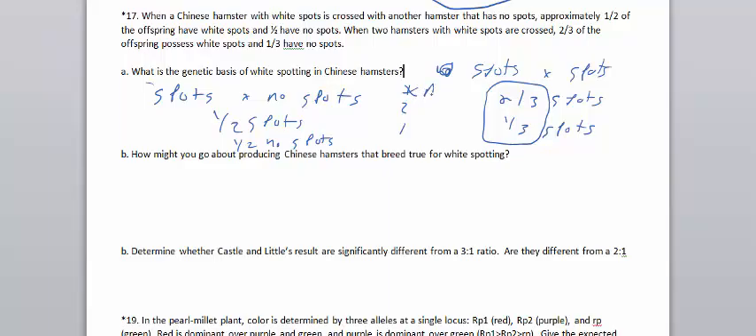And a 1-to-2-to-1 ratio is this. And so we're seeing that the 2 is giving us spots. So that means spots is dominant. So if we say we get this, and we get spots, and little a will give us no spots.